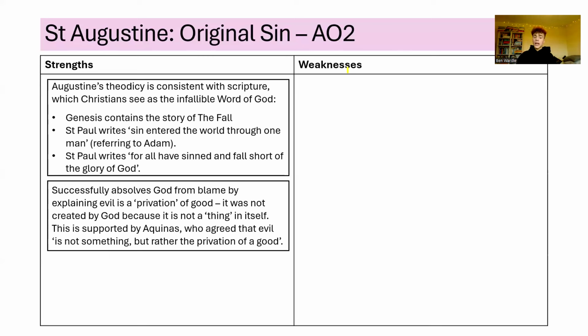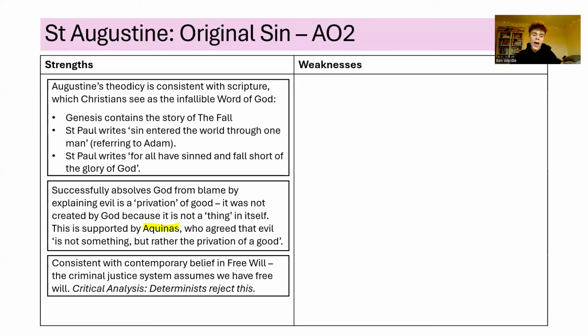We could say it successfully absolves God from blame by explaining evil is a privation of good. Remember, evil was not something God created during his 7 days of creation, but it's something that was introduced by Adam and Eve's disobedience. So it's when they turned away from God that they introduced evil and suffering into the world. Interestingly, this is supported by Aquinas, another really important scholar on the course, who agreed that evil is not something, but rather the privation of a good. And this is how we get God out of trouble, really, because we say, well, don't worry, God didn't create evil. It was caused by Adam and Eve. So that means God can't be held responsible.